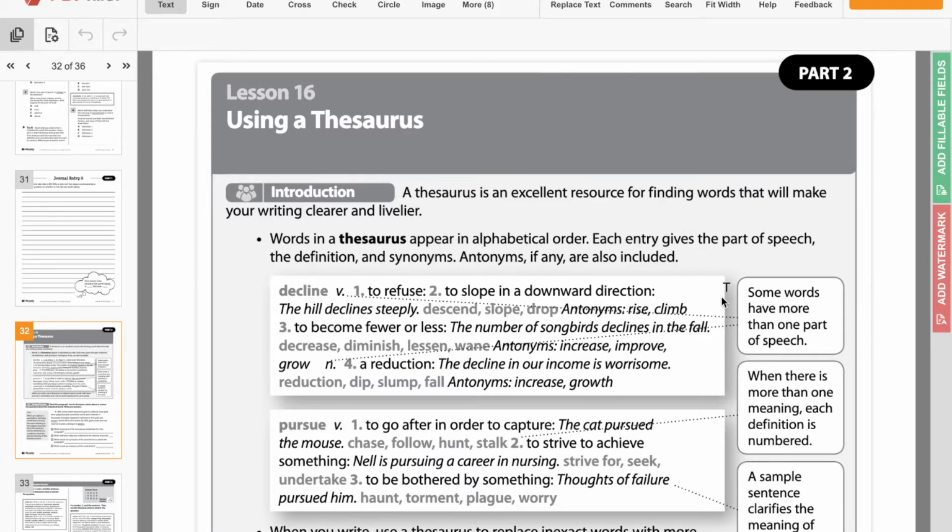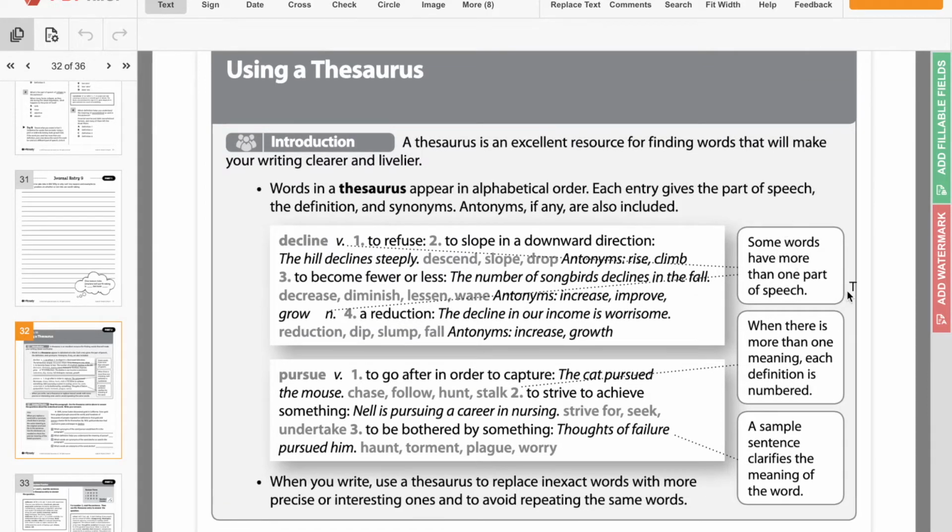So if we look here, let's read these little side pieces here. It says some words have more than one part of speech, which you can see the part of speech is labeled with a V or an N or an ADJ if we're talking about adjectives, that sort of thing. And then when there is more than one meaning, each definition is numbered. So we see 1, 2, 3, that sort of thing. And then there might be a sample sentence that clarifies the meaning of the word, which will be in italics here. So a thesaurus is really similar to a dictionary just because it gives you the definition, but then it also gives you those synonyms and antonyms.